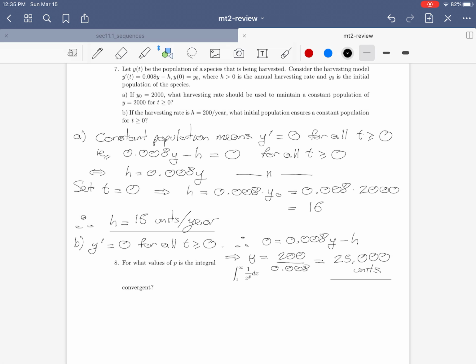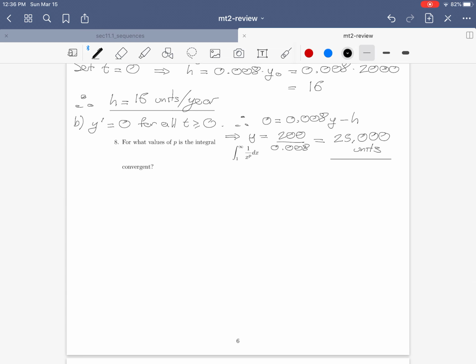One thing to take away from this question: to answer both of these questions, we didn't have to calculate the solution of the differential equation explicitly. We just looked at when y' is equal to 0. But in doing that, we've in fact calculated the solution. In part A you're given the solution, y equals 2000. In part B, we found the solution of the differential equation in this case, which is 25,000. Okay.